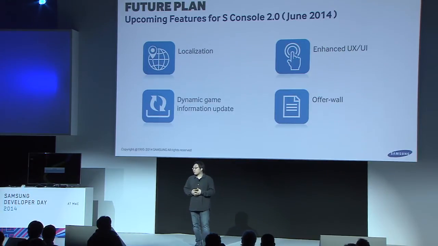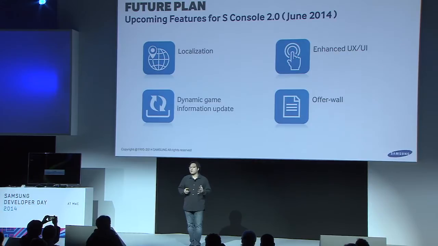Lastly, we will have a so-called offer wall. The offer wall works as the main page of S-Console 2.0. We can find promoted games and recommended games in there. It will help users find the games they want to play.